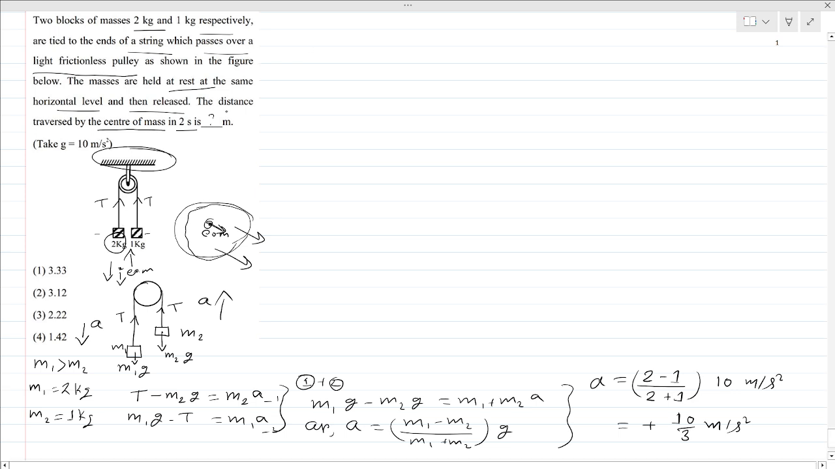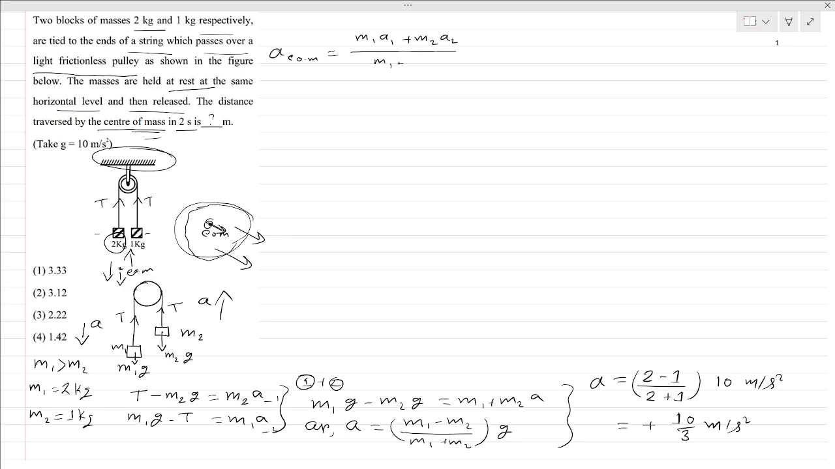We want to calculate the center of mass acceleration because the question is based on the center of mass, not on the individual accelerations. So as we know, the acceleration of the center of mass for the two masses of a system can be written as (m1 a1 plus m2 a2) by (m1 plus m2).